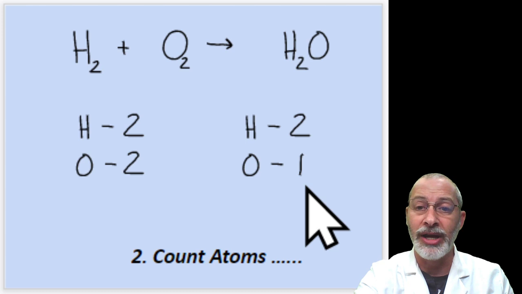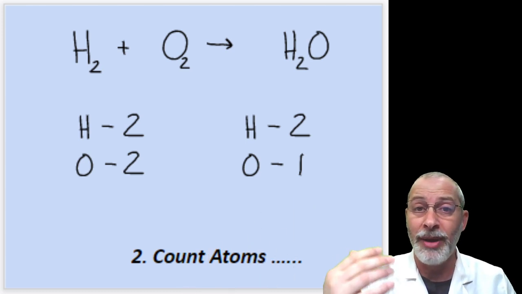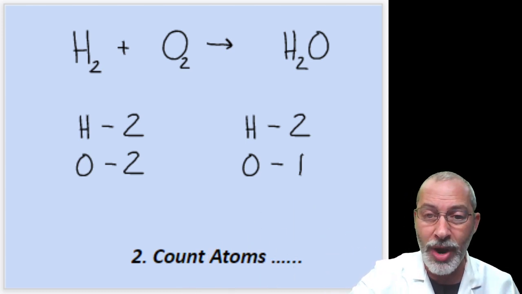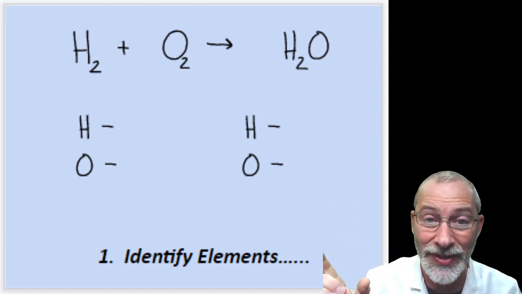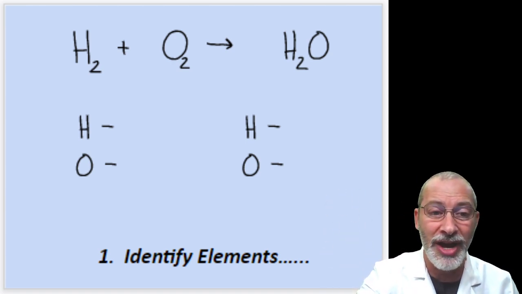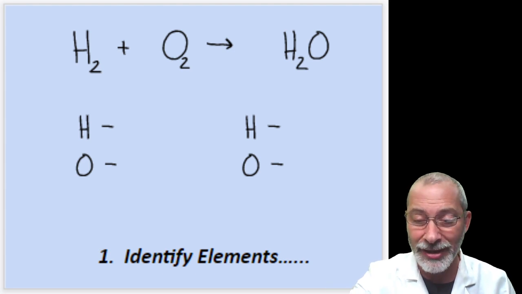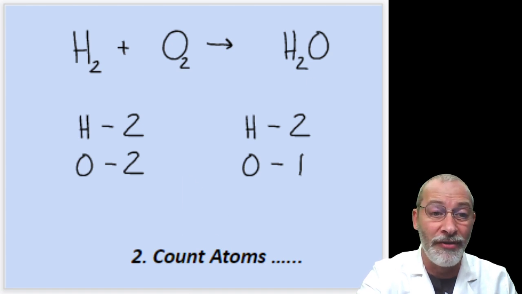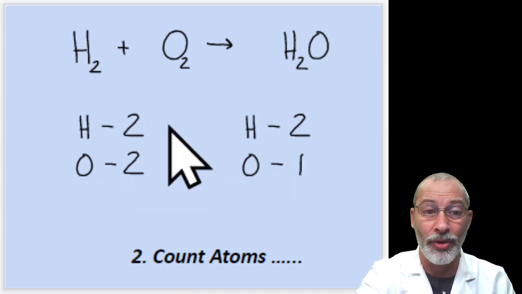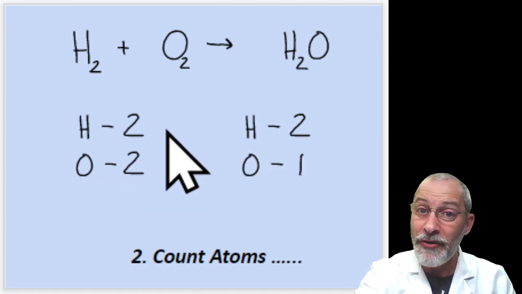1. Write it down. Now, I forgot to emphasize asking yourself the question before: did you create or destroy any elements? And the answer is no. You've got hydrogen and oxygen on both sides. But now that you've counted the atoms, do you have the same number of atoms of hydrogen on both sides? Yeah, so far so good.